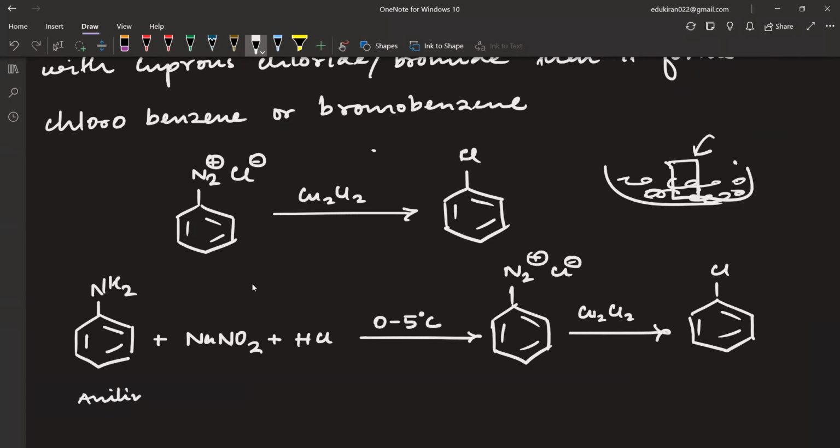Aniline to chlorobenzene. This is the first conversion that you can do in haloalkane haloarene, aniline to chlorobenzene. Please write this down, the last reaction. Benzene diazonium chloride is highly reactive.